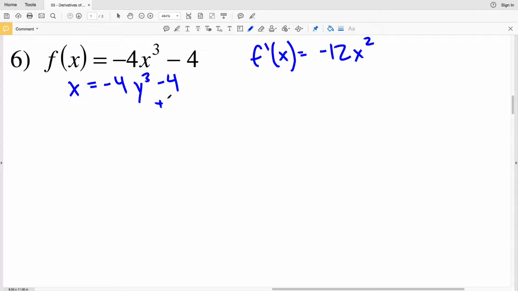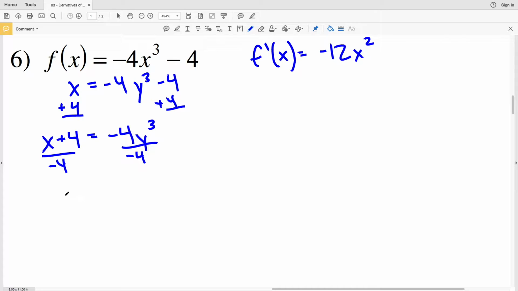So we'll add 4 to both sides to get x plus 4 equal to negative 4y cubed. Next, I'll divide by negative 4, and dividing by negative 4 will give me negative (x plus 4) all over a positive 4. And that is equal to y cubed.